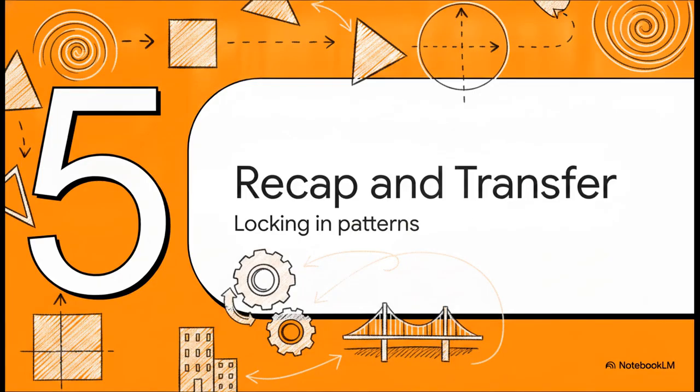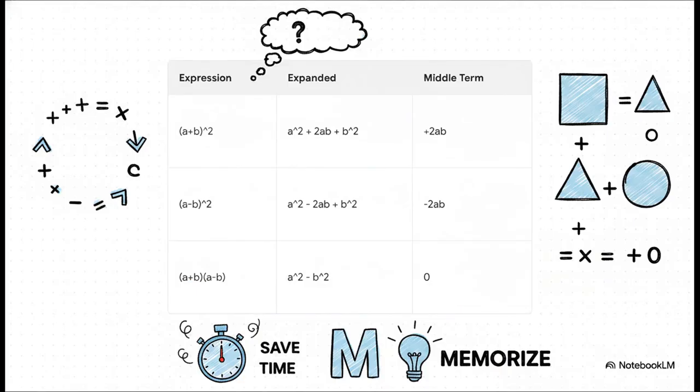And finally, part 5, recap and transfer. Viewing these three identities side by side like this really anchors your attention exactly where it needs to be, on the shifting behavior of that crucial middle term. For a sum squared, it's positive 2ab. For a difference squared, it's negative 2ab. And for the difference of squares, the middle term is just 0. I'm telling you, memorizing this right here will save you countless hours down the road.